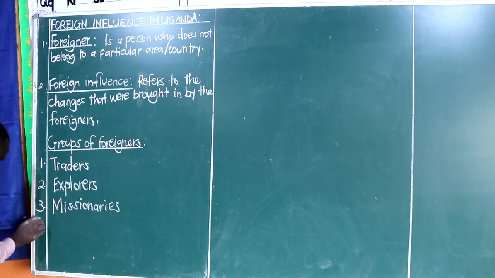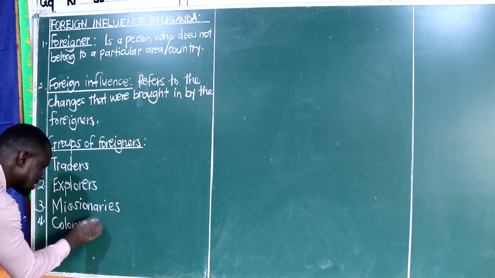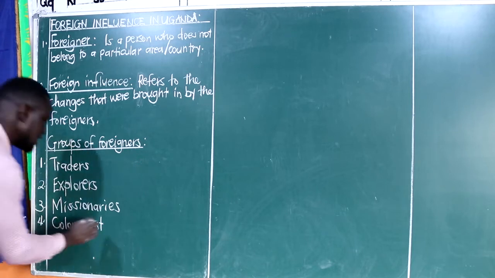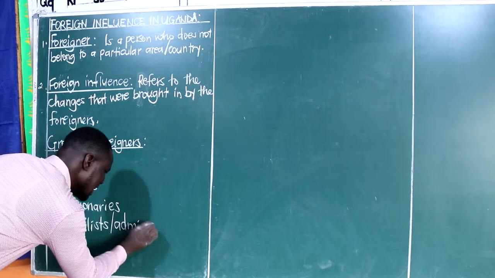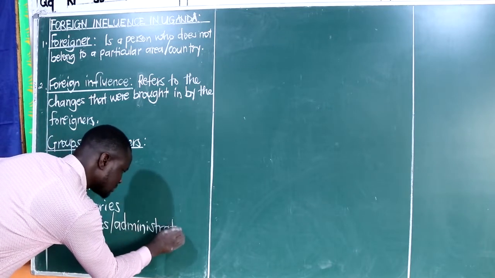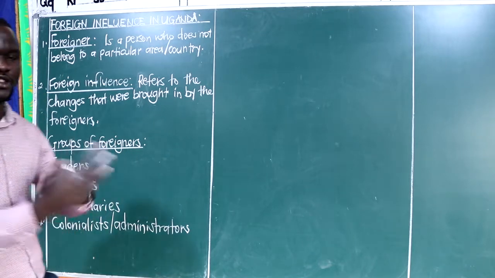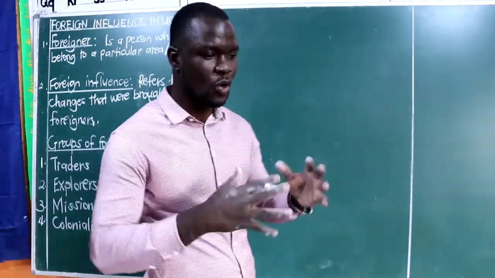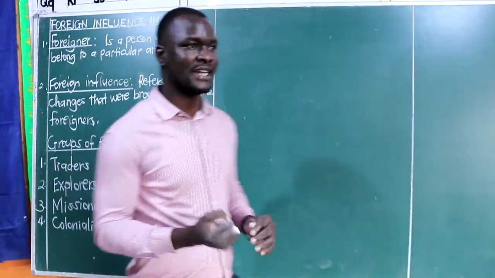And finally, we shall look at the people we call colonialists. Remember, we were looking at people of the pre-colonial Uganda, meaning before the coming of these colonialists. These ones we can also write sometimes as administrators. Colonialists can also be called administrators, meaning these ones came to Uganda to administer, to rule Ugandans. We shall be looking at these people also when the time comes.